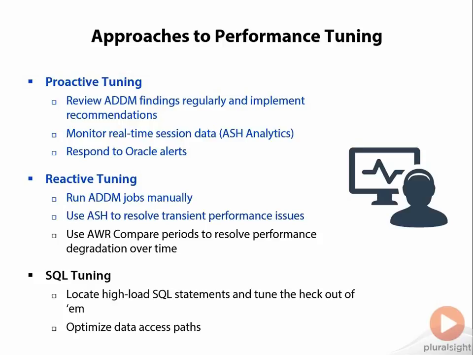You can run ASH Analytics interactively and manually to find what are called transient performance issues. In other words, you need to fix a problem right now, and maybe it just started or maybe it's been ongoing, whatever. You can run manual comparisons from the AWR snapshot library to overlay past periods of time so you can see where performance has degraded in certain systems or areas or wait areas over time.